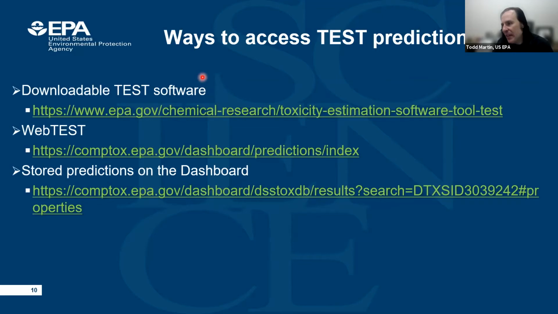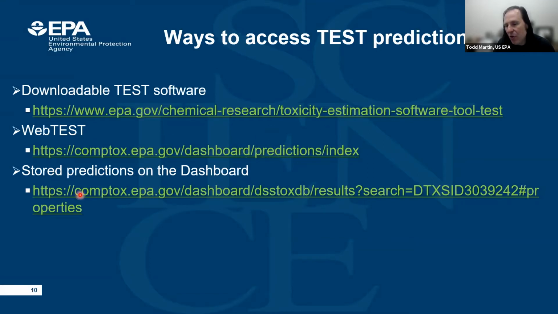Okay, where can you get these different tools? Initially, I developed the TEST software, which is a downloadable Java application. If you go on the internet and search for EPA TEST QSAR, you should get the link to download the Java application. We have a web version on the dashboard. If you go to the main dashboard page like Tony showed you and click on the predictions tab, that'll take you there, and I'll show you that in a minute.